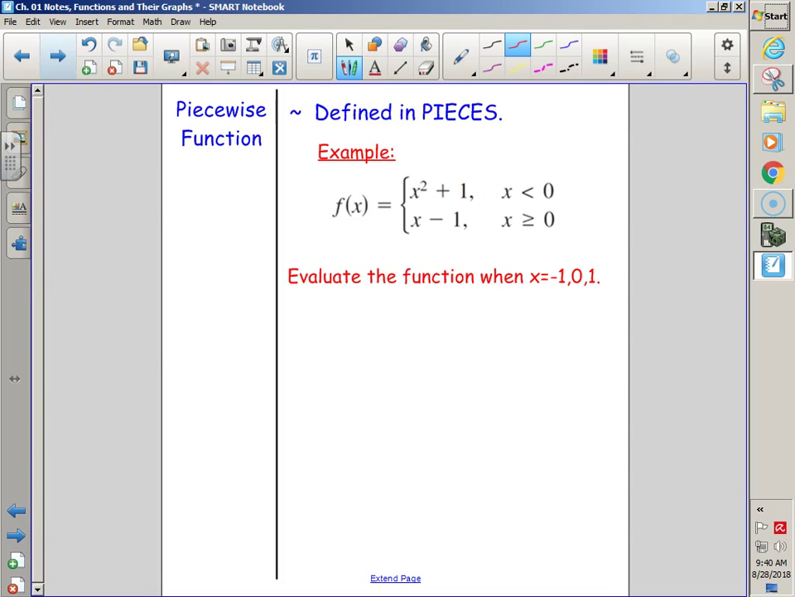So question, what happens if they give you something like a piecewise function, and they say, okay, the function's more complicated, and please go ahead and find f of negative 1, and f of 0, and f of 1. How could this get any harder?